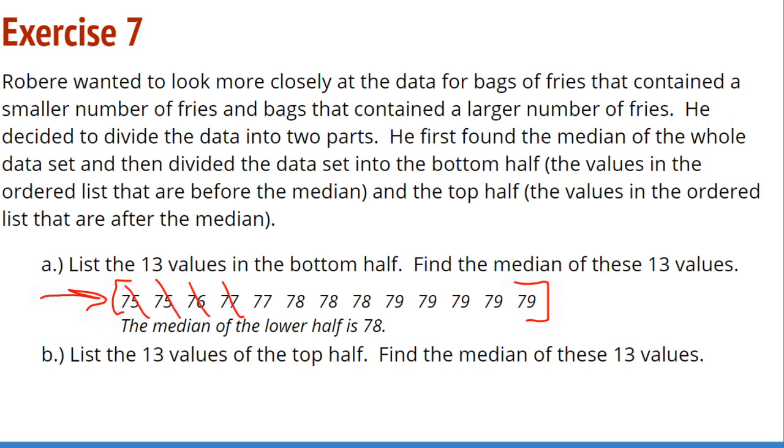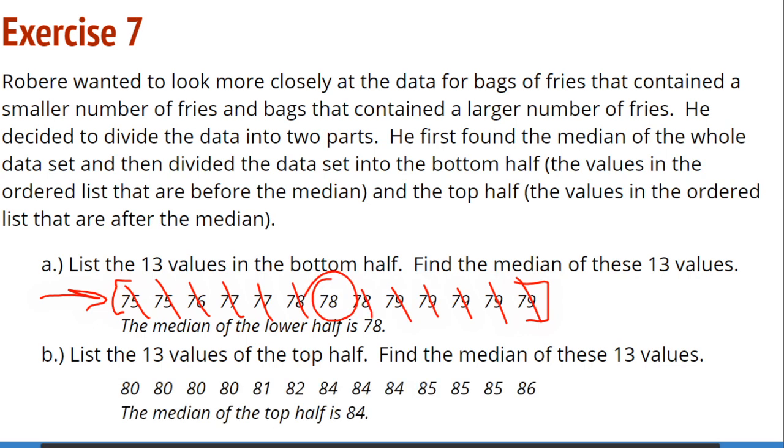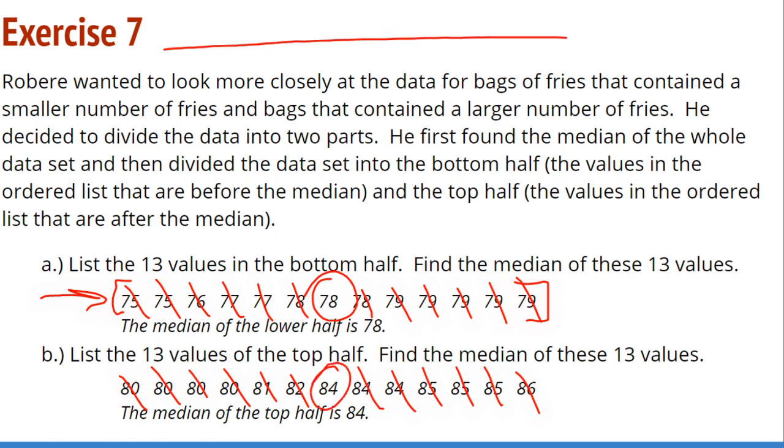1, 2, 3, 4, 5, 6. 1, 2, 3, 4, 5, 6. Did the same thing with the top half. 1, 2, 3, 4, 5, 6. 1, 2, 3, 4, 5, 6. So now our data set is split into 4 parts. I've got a 78. I've got a 79 and a half, and then I've got an 84. We've divided our data into 4 sections.